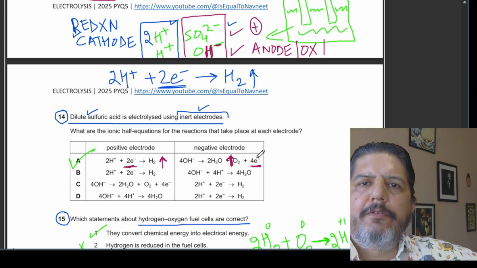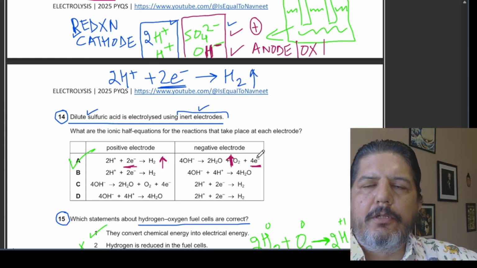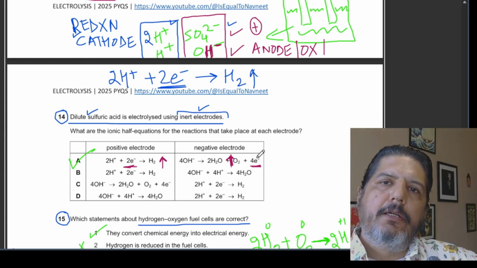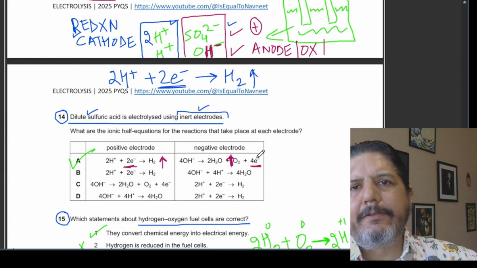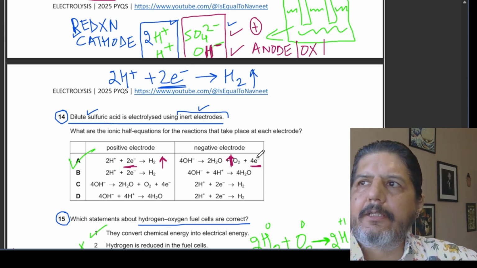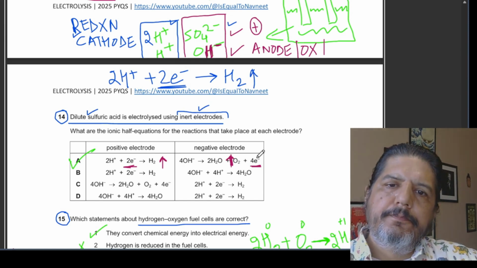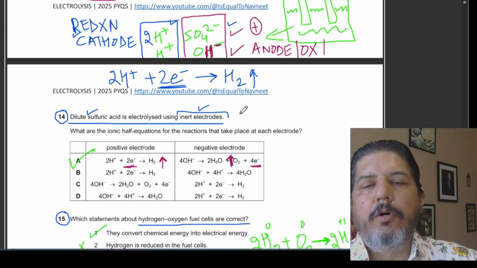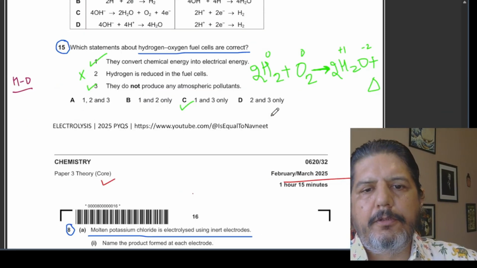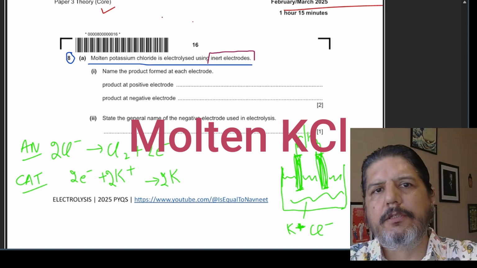Best practice, if you are attempting theory-based questions, is to balance the number of electrons which are being either given out or accepted. So let's move on to the next question.